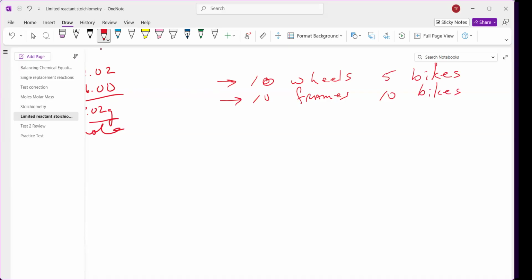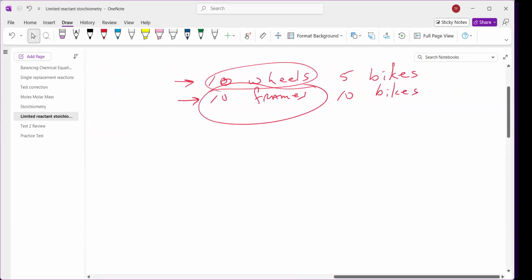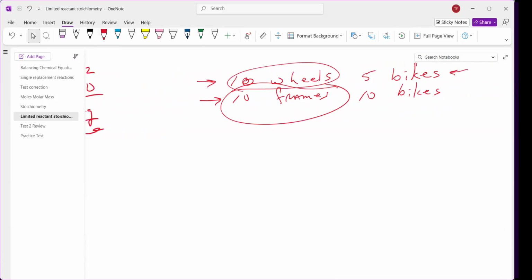So we're going to do the same thing, only with chemicals. The two givens are 10 wheels, 10 frames. We calculate them independently to see how much product we make. Whatever makes less product limits the reaction. So you have to do two calculations to start with. Does everyone understand how we know the wheels limit the number of bikes? So the limiting reactant would be wheels in this case.